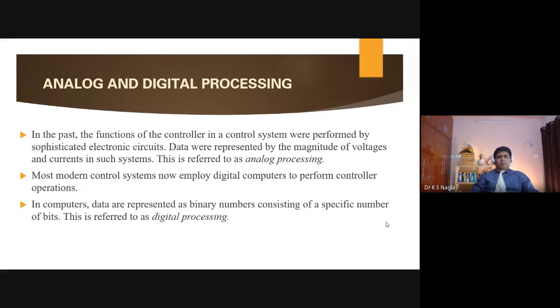Modern control systems employ digital computers to perform the controller operations. In a computer, the data are represented in the form of binary numbers, digital information consisting of a specific number of bits, which is very crisp and compact. Segments of the information can be analyzed. This refers to digital processing. Both digital and analog signal processing techniques can be used to analyze the behavior of the control system.